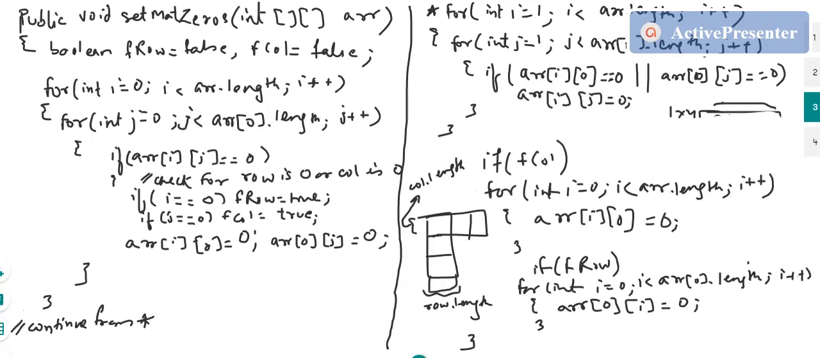Now, if row value is true, we are going to run our loop from 0 to the column length, which is arr 0 dot length at this point of time, and initialize all the row values to 0. In this way, we are going to achieve our optimal solution.